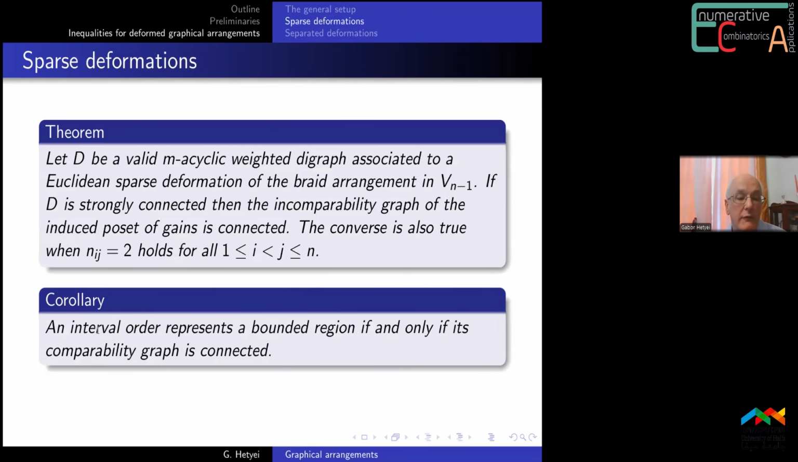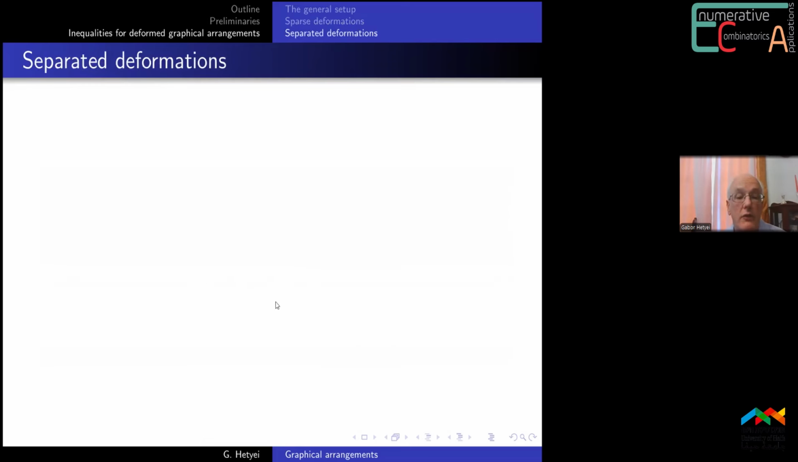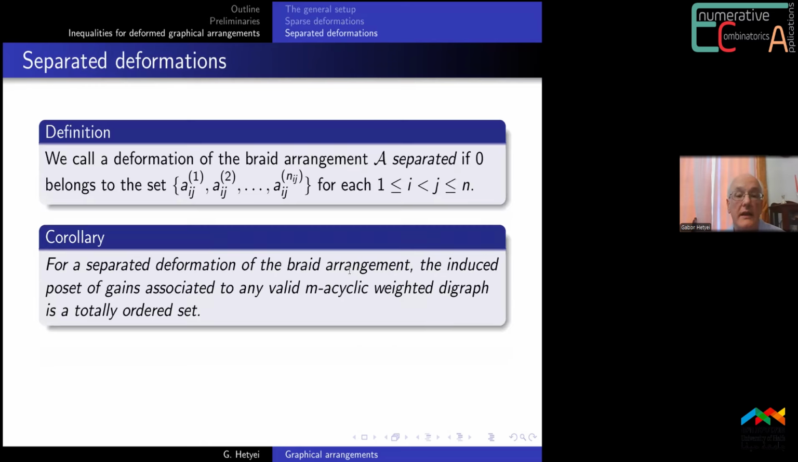Okay, so one thing I can prove using my theory is that an interval order in my setting represents a bounded region if and only if its comparability graph is connected. Stanley mentioned these interval orders yesterday.